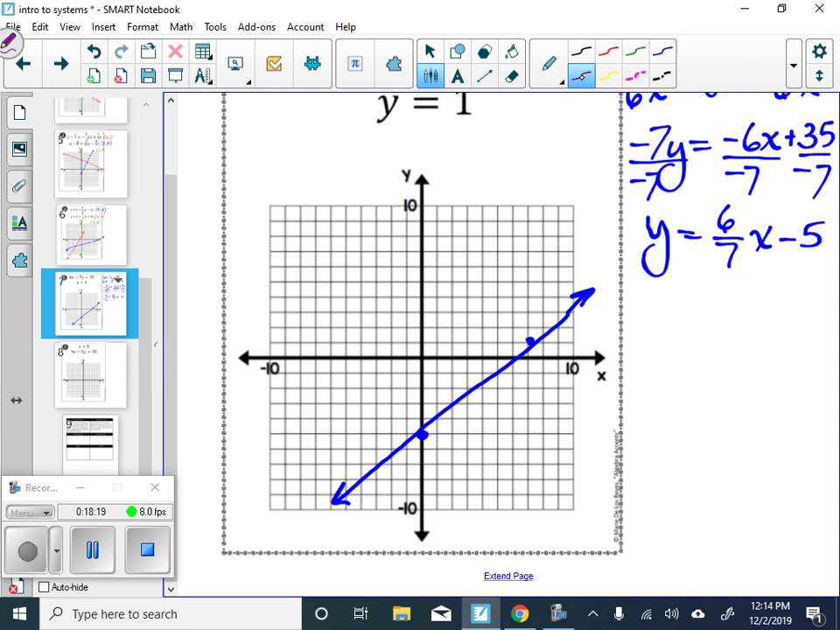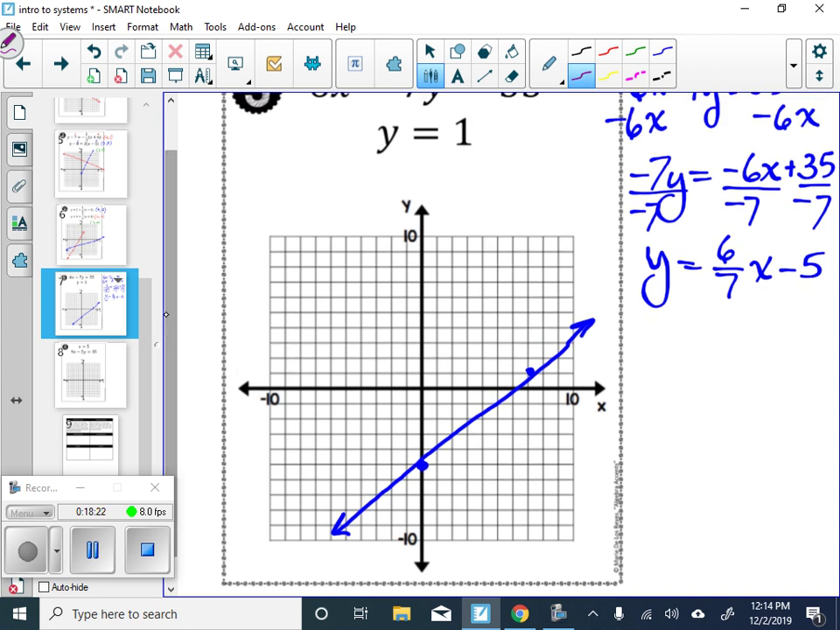Now, the second equation says y equals 1. We've already said that's going to be a horizontal line, but I want you to understand why that happens. This says y equals 1, so that means on the y-axis at 1. That's right here. Would you agree? That's where my line has to pass. So the only way it can pass through the y-axis is going horizontally. So it's going to pass through the y-axis at 1. This has a slope of 0, and it's horizontal.